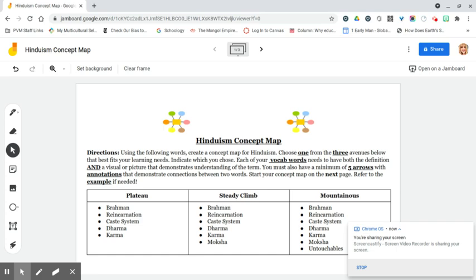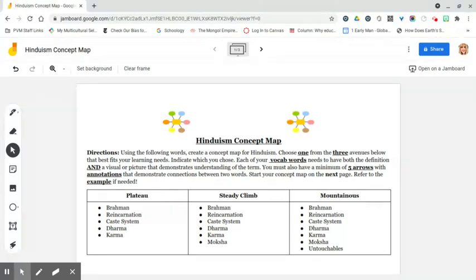Everyone, today's task involves you creating a concept map revolving around Hinduism. So there's 3 different categories to choose from down here, or 3 different avenues. So you're going to choose the one that best fits your learning needs.